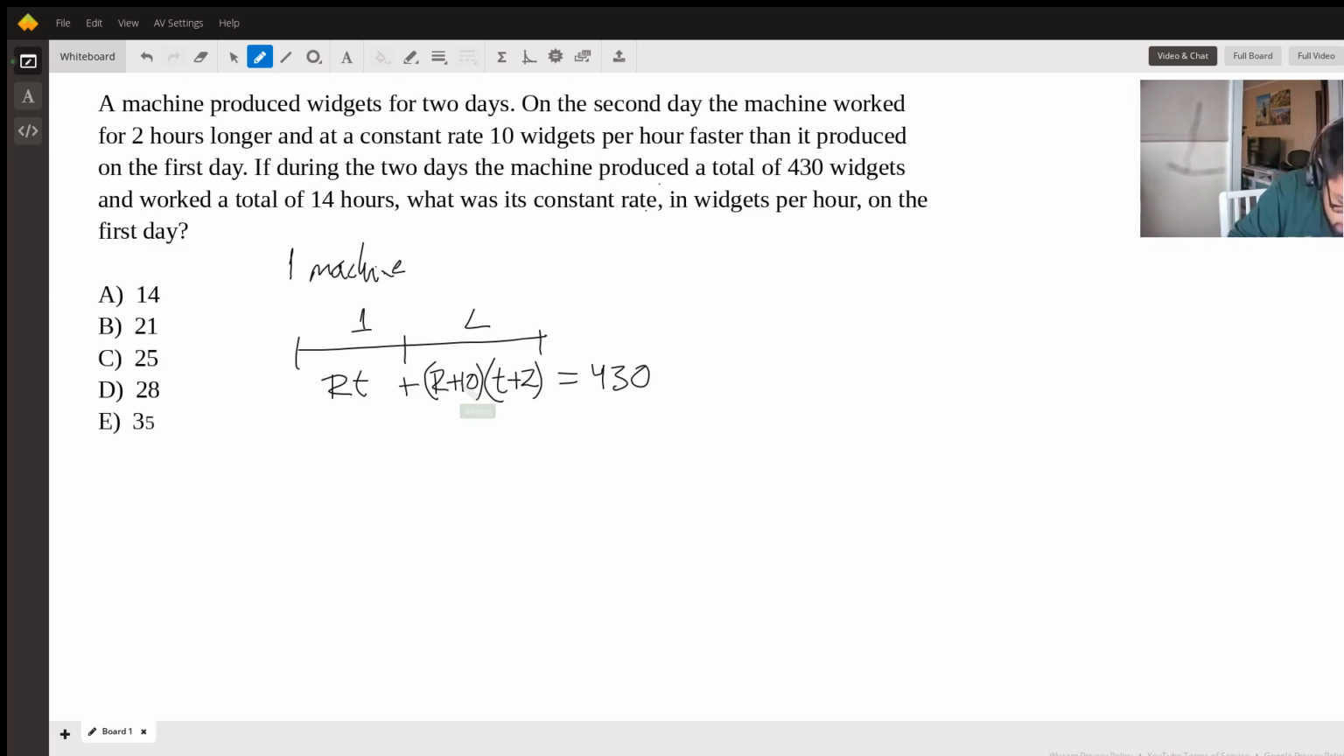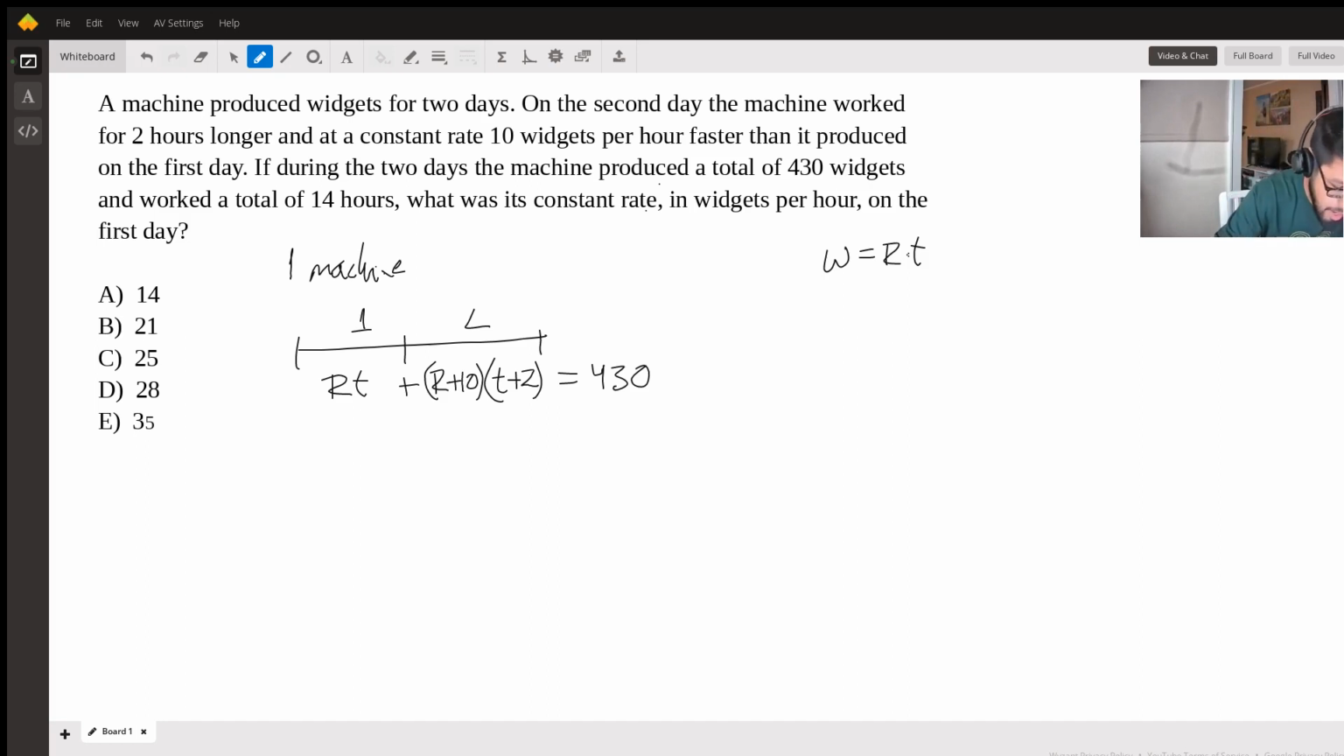If you aren't familiar with this setup, this R and T, work is equal to rate times time. And in this specific problem, since the work isn't happening simultaneously, we can add the work, but not the rate. So this is what we're doing. We added a plus right about there. And then it's telling us that the machine worked for a total of 14 hours.